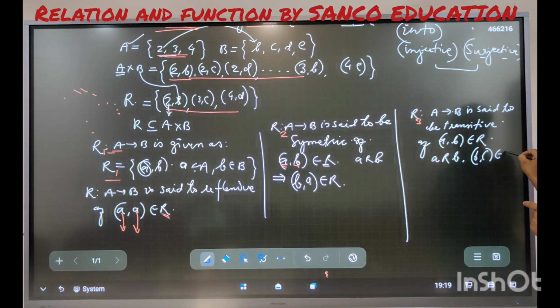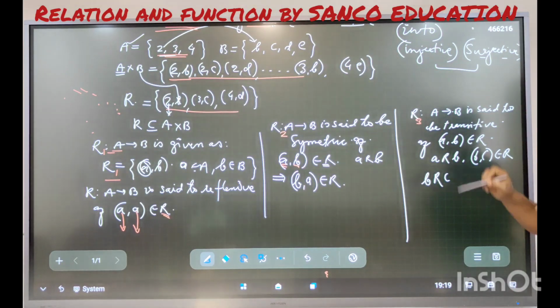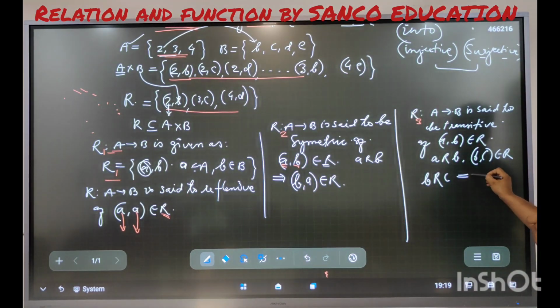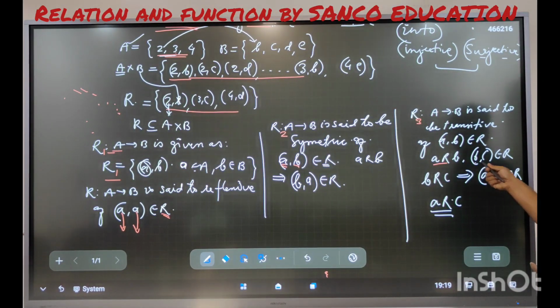And BC belongs to R. What is the meaning of this statement? Under that relation B is related to C. Due to these two results, under the same relation AC will also belong to R. That is, A is related with C. Due to these two results, this result will be obtained. This is called transitive.